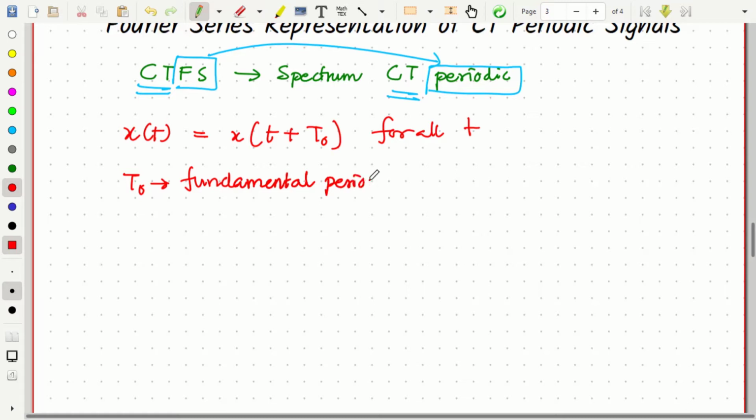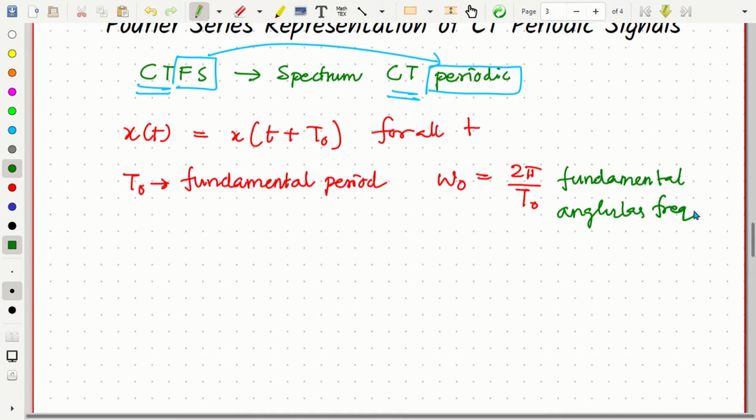And we can also express the fundamental frequency as 2 pi by T0, and this is the fundamental angular frequency. This is not linear frequency, it is angular frequency. It can also be expressed as 2 pi f0, where f0 is the linear frequency. So these are the relations.